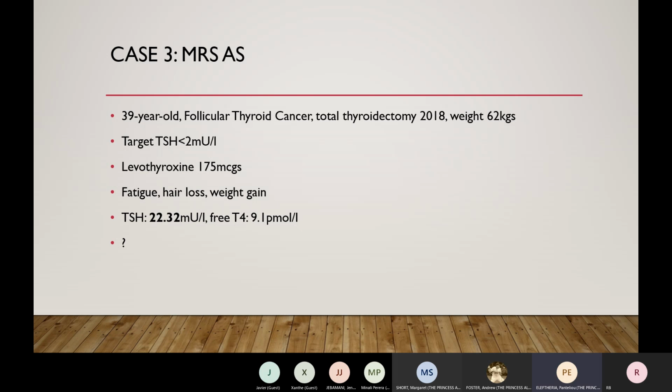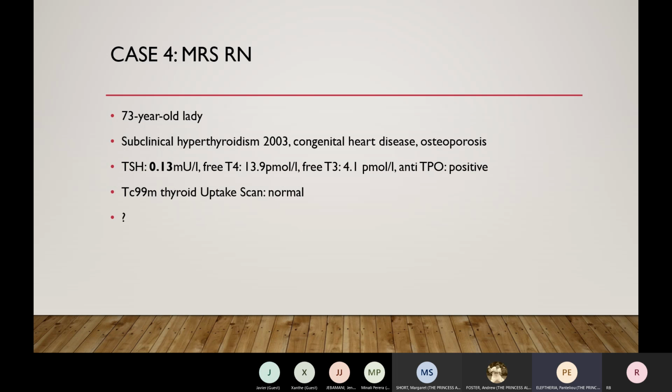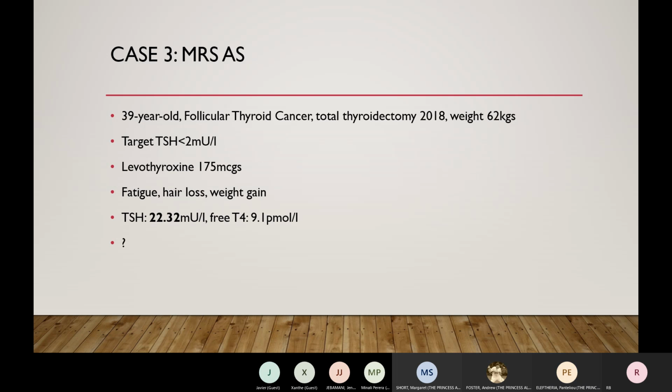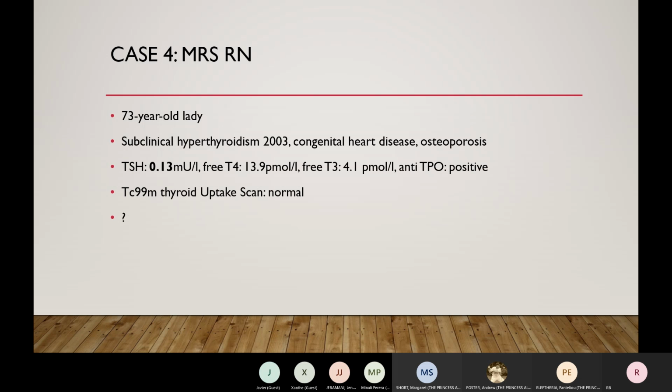Next patient, Mrs. AS, 39 years old, history of follicular thyroid cancer. She had a total thyroidectomy in 2018. This is the lady who had 4 children, a single parent, a full-time job, and essentially admitted that she can't take her thyroxine. We talked about it, and we found a way of practically incorporating thyroxine into her daily routine.